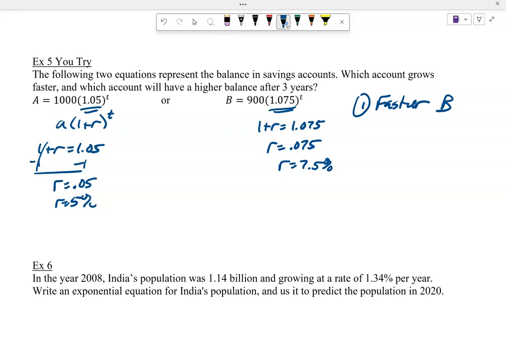But then the question, well, what about after 3 years? Which one would have the higher value? Because notice in account A, I'm starting with more money than I'm starting in B, right? In account A, I have $1,000 I'm starting with. Even though it's only growing at 5%, account B, I'm starting with a lesser $900, but it is growing faster. So then the question is, who's got more money after 3 years? Well, let's do the math. Plug a 3 in, and we're going to punch that in, and then we'll compare it to B.